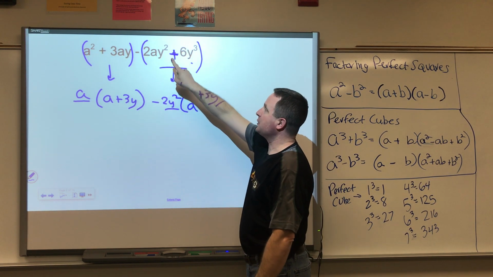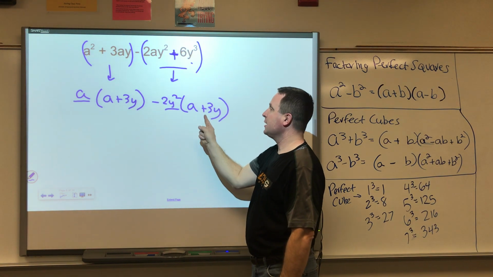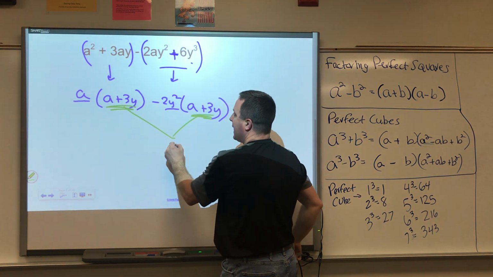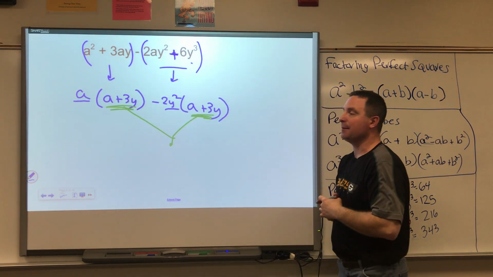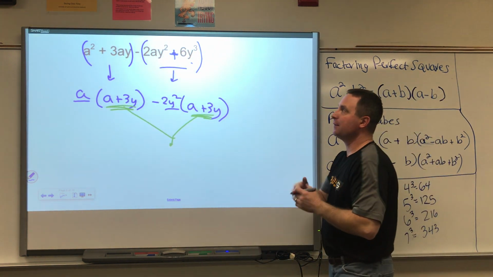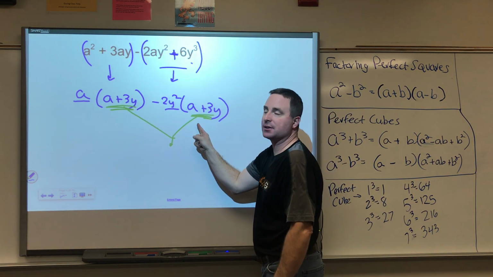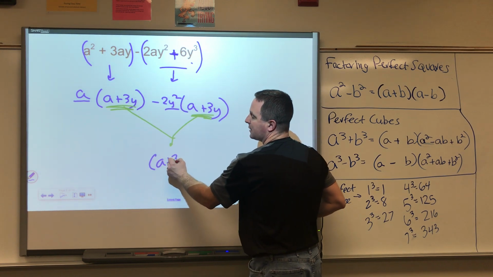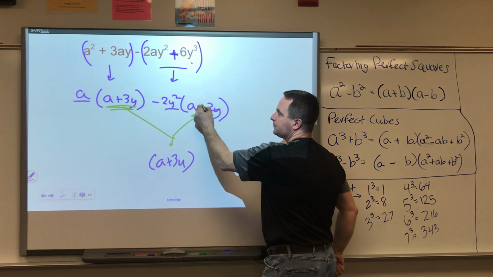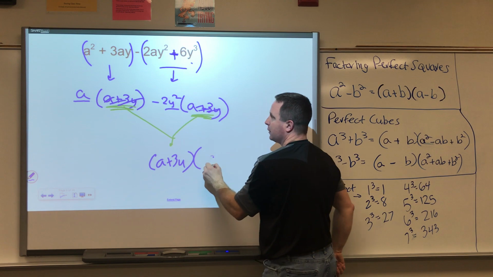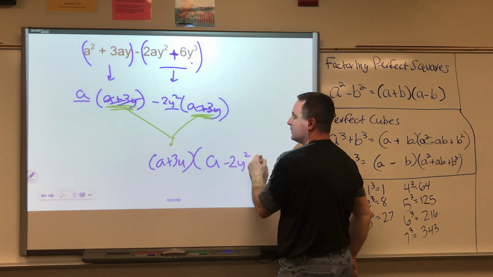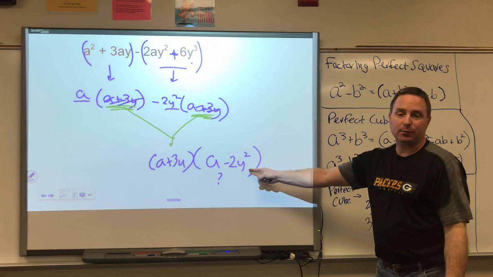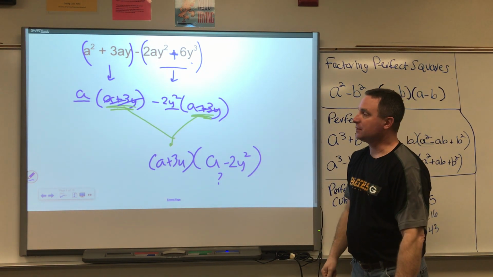You know, one thing you can do to catch yourself, if you forget to switch the sign here, you can kind of catch it here, because if you remember, with grouping, they have to have that little common expression in common, A plus 3y. And if you forget to change it up here, you're going to get the wrong sign. They have to match. But when they're the same, I can take out an A plus 3y. And what's left over? A minus 2y squared. Okay? And that's the end of the road with that one, because they're not perfect squares.